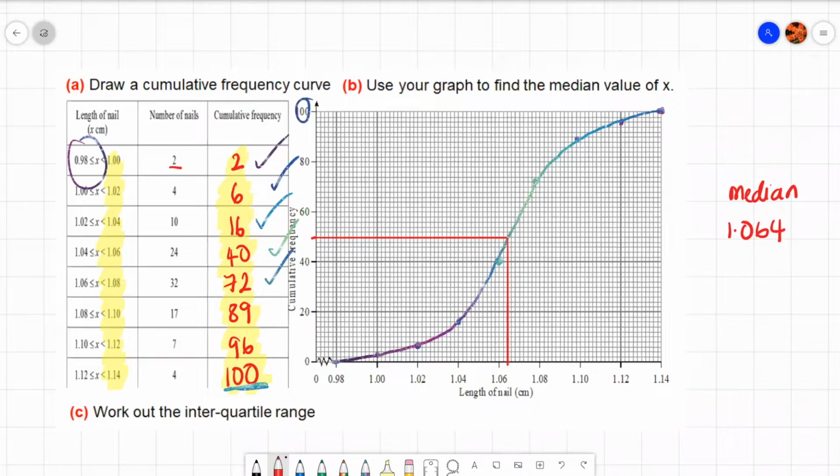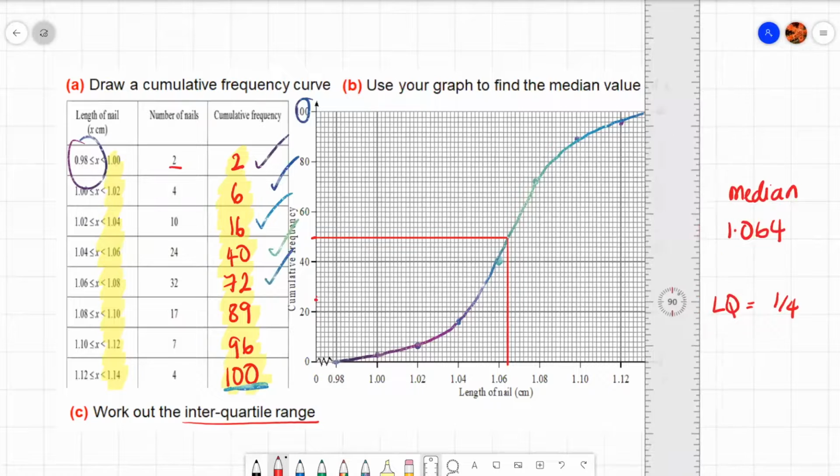Now it says work out the interquartile range. Well, for the interquartile range, you need to know the lower quartile and upper quartile first. So lower quartile is a quarter of your results. A quarter of 100, well, 100 divided by 4 is 25. So 20, 22, 24, 26, so about 25's there.